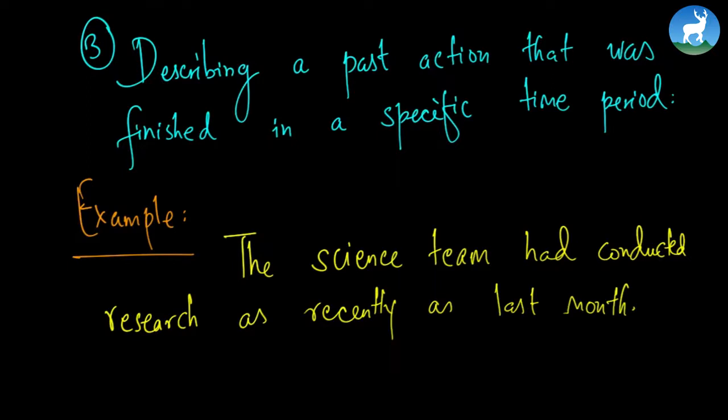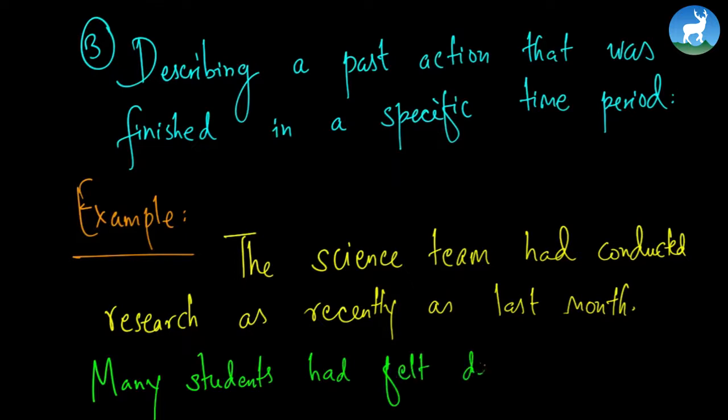Another example could be many students. Remember that sentence? Many students had felt depressed in February. So that was another example, right? So had conducted is the past perfect, had felt depressed is the past perfect tense.